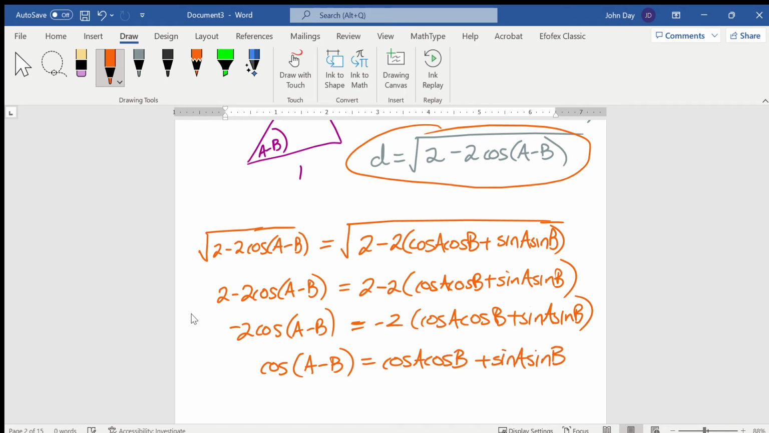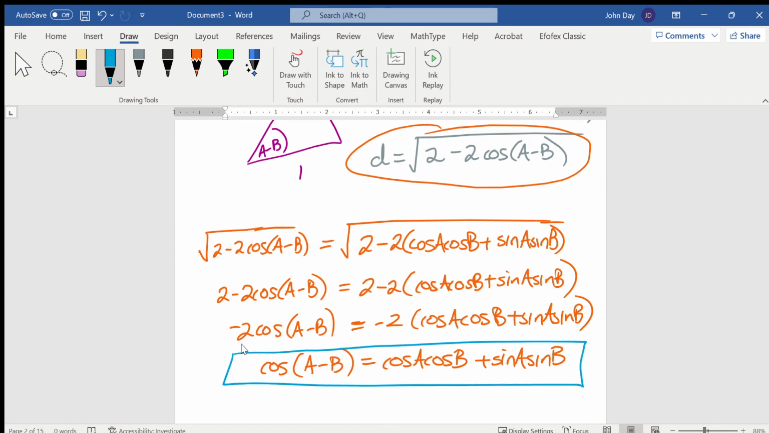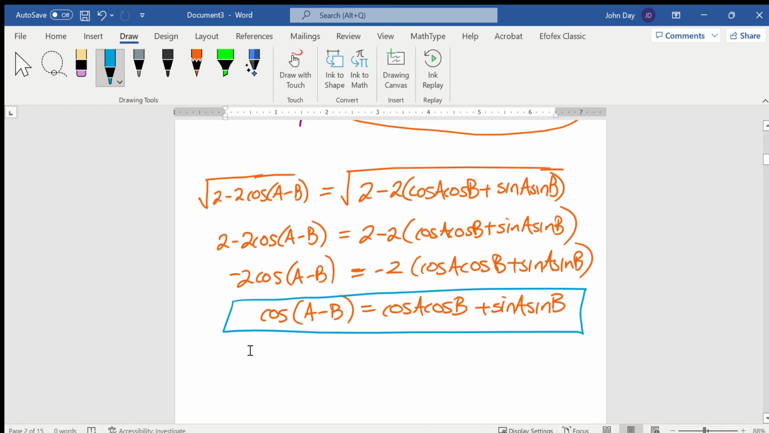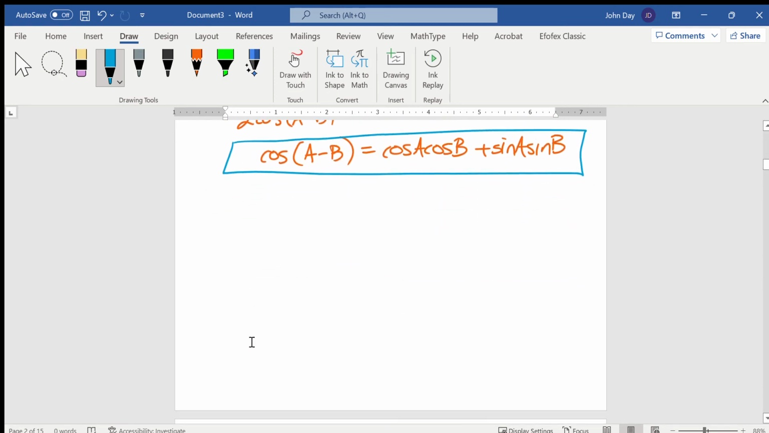I just used the distance formula to find the distance between 2 points on the number plane and the cosine rule to find the side of a triangle, but we were finding the same length, so I equated them together and I found this rule here, which is going to be the basis for us developing all our other rules. Cos of A minus B is cos A cos B plus sin A sin B. Okay, well, let's develop the other rules from there.